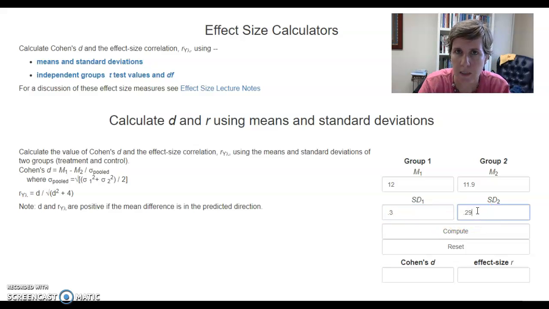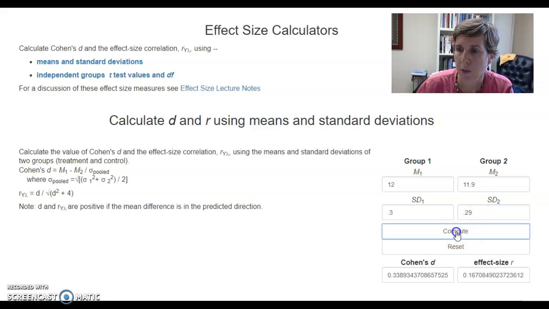So you might ask, where am I getting these numbers from? I'm just making these numbers up. Okay, if we actually had data, this is what we'd do. We'd put our means and our standard deviations into this formula. And then I'm going to click compute.